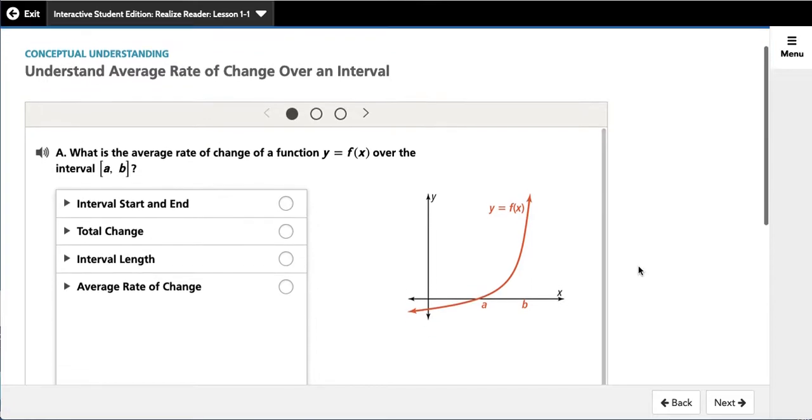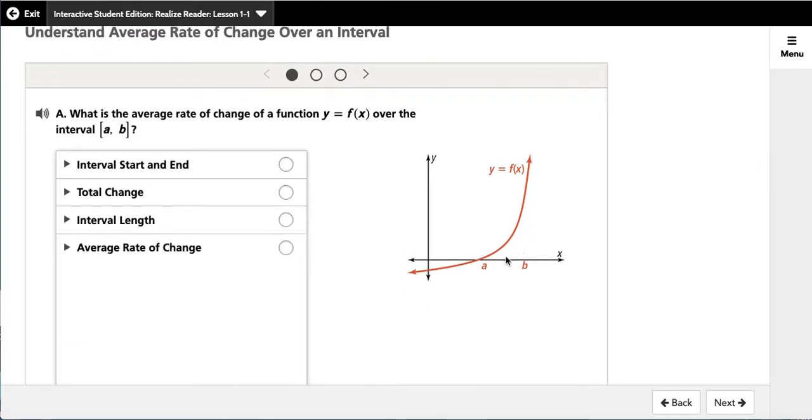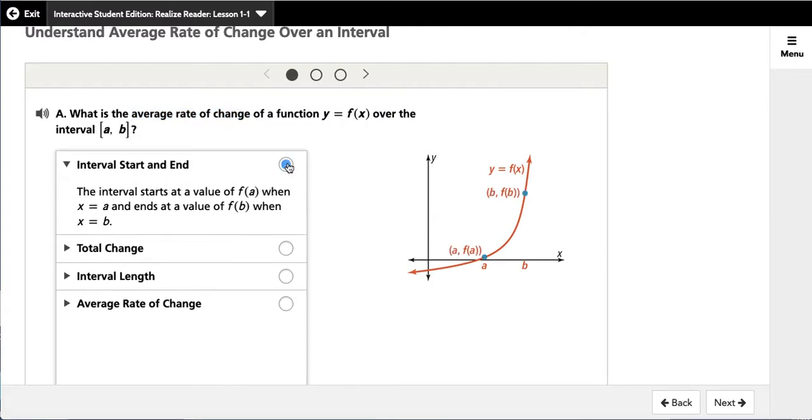Again, very generic. We don't know what the graph looks like, so they're just throwing in a curve here. They have from a to b, and here's the equation y equals f of x. To find out the average rate of change, we want to understand where the interval starts and ends. So let's say it starts at A and goes to B.